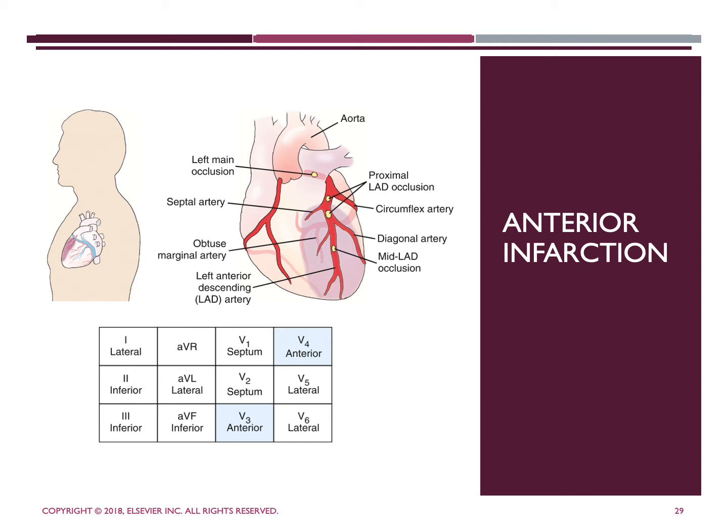Proximal occlusion of the LAD may become an anteroseptal infarction if the septal branch is involved, or an anterolateral infarction if the marginal branch is involved. If the occlusion occurs proximal to both the septal and diagonal branches, an extensive anterior infarction will result.